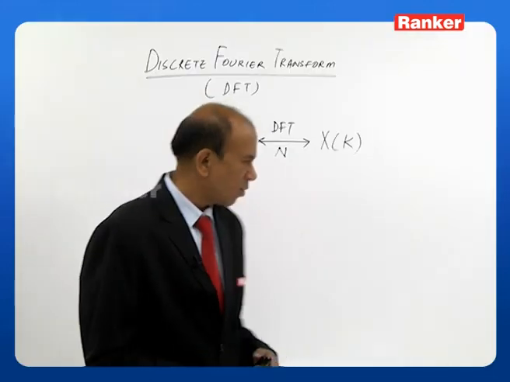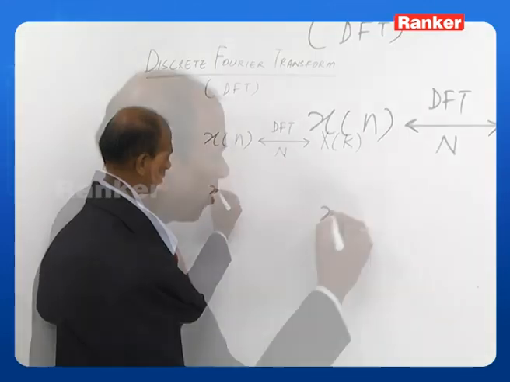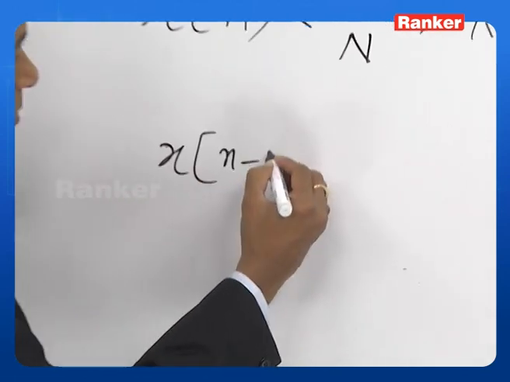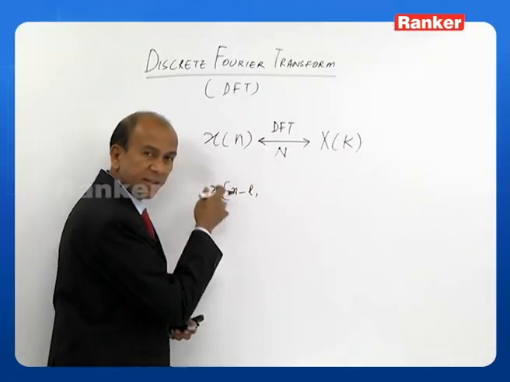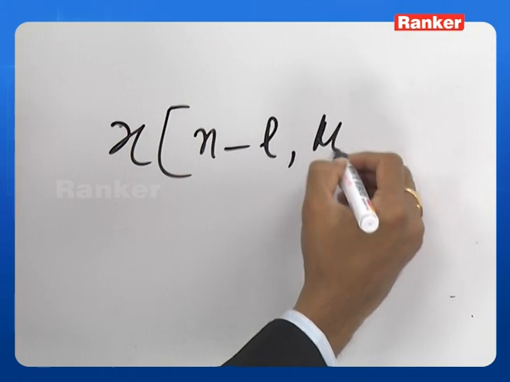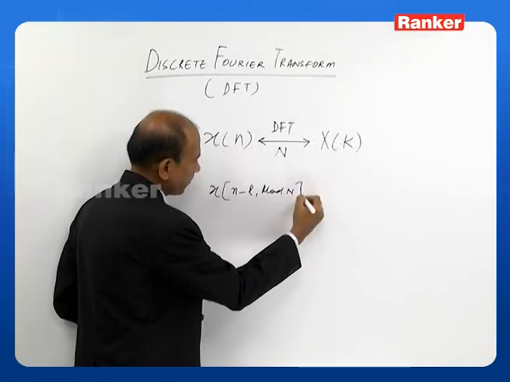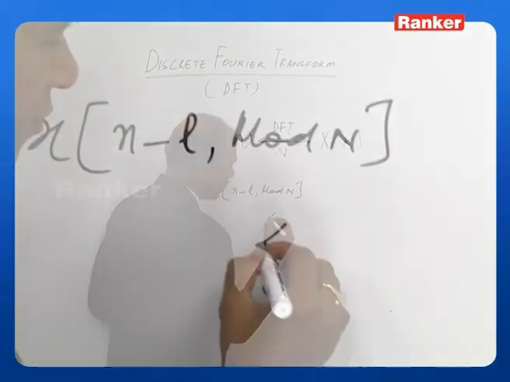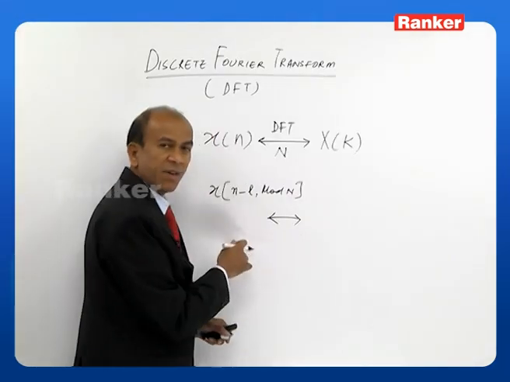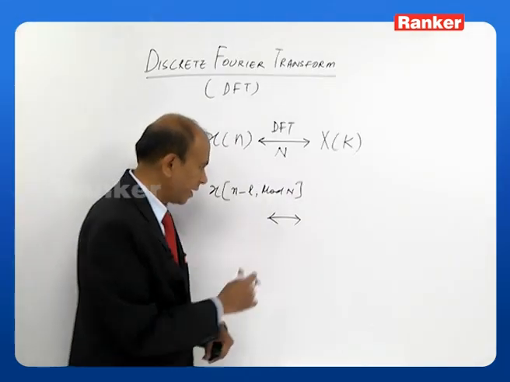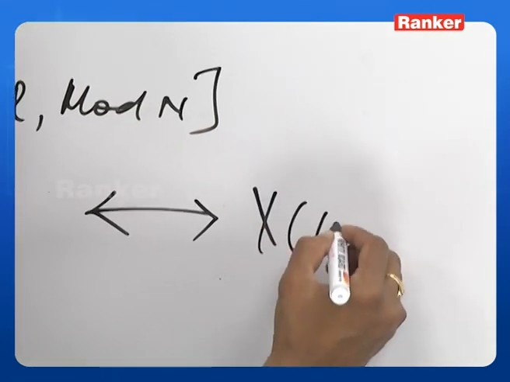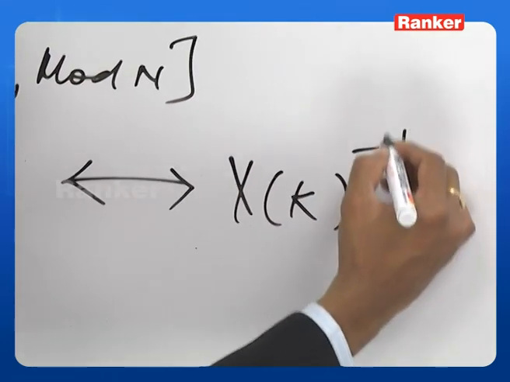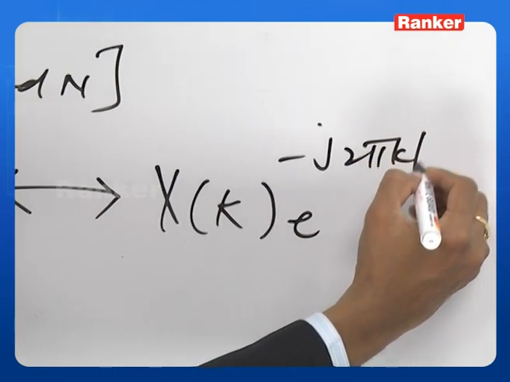So let us see this. What is it that this property says? The property is x of n minus L here. As you see here, there is a shift here, and this is mod N. When I do this shifting, then what will happen to the DFT? The DFT invariably gets multiplied by a factor. X of k is already there, and this is multiplied by a factor e to the power of minus j2 pi k L by N.